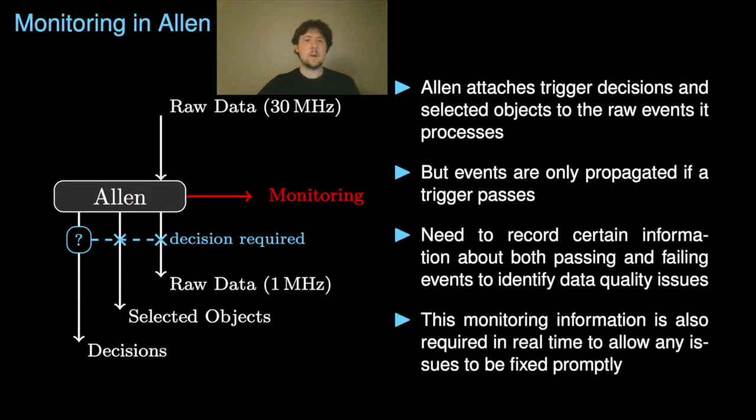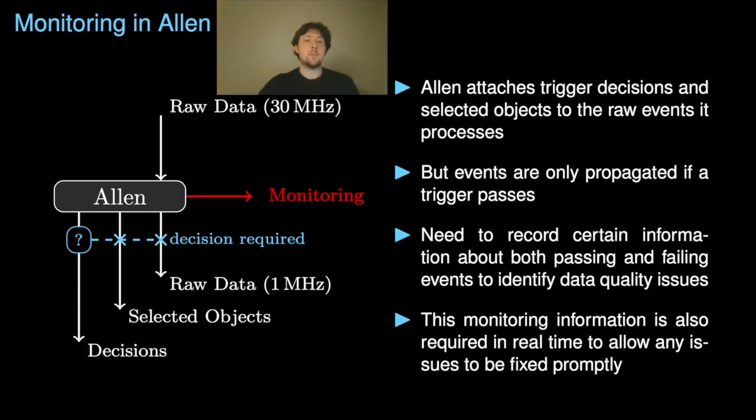Okay, so Allen essentially produces 3 outputs. For events that pass a trigger selection, we record decisions and any selected objects, and these are attached to the raw events, which are then sent on to the second stage trigger. But this can only propagate information about events that pass a trigger. So we may also want information about events that fail for data quality purposes.